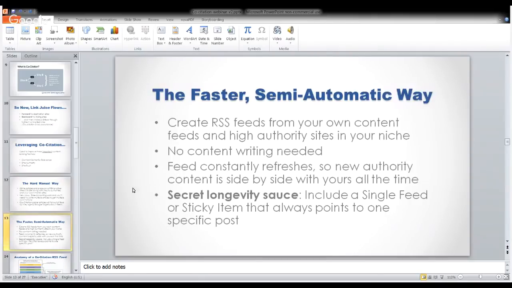All right, so we developed a way to do this faster and in a semi-automatic way, so that it would cause that to happen faster. We wouldn't have to write content, and the freshness would happen automatically without us having to do a lot of work that way.